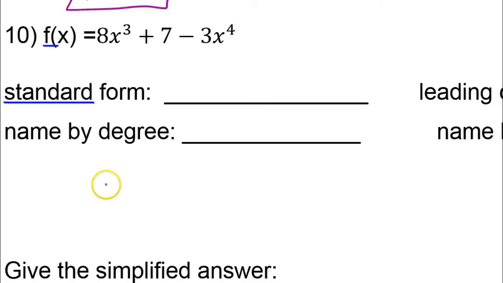Alright, in this video we're going to apply some vocabulary to this polynomial. For example, standard form. We need to rewrite this polynomial in standard form, and that means with the highest degree term first. So this is fourth degree, third degree. The constant is a 0 degree. So we will rewrite this with the negative 3x to the fourth power term first, and then comes the plus 8x to the third power second, and then finally the plus 7 constant term. So that's standard form.